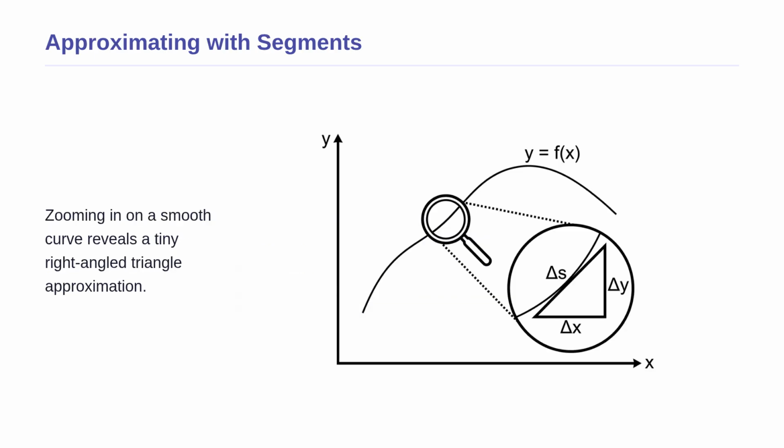Before we look at the formula, let us visualize this microscopic approximation. What you are seeing here is a smooth curve plotted on an xy plane. Notice the zoomed-in section? When we look closely enough at a tiny piece of the curve, it looks almost like a straight line. We can draw a tiny right-angle triangle around it. The horizontal base represents a small change in the x direction, and the vertical height represents a small change in the y direction. The slanted hypotenuse is our straight line approximation of the curve's length. This simple geometric triangle is the secret to measuring any curve.